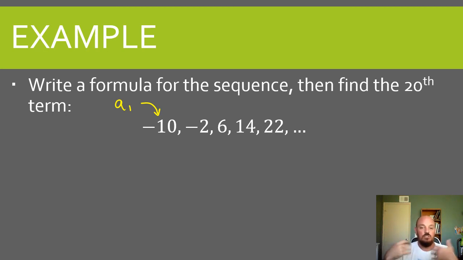So first of all, let's check and see if this is even an arithmetic sequence. I'm starting with -10, and getting from -10 to -2 would be adding 8. That would be a +8. Let's see if it's +8 all the way. -2 plus 8 is 6, yes. 6 plus 8 is 14. 14 plus 8 is 22. So yeah, it looks like it is arithmetic, and it looks like d is +8.